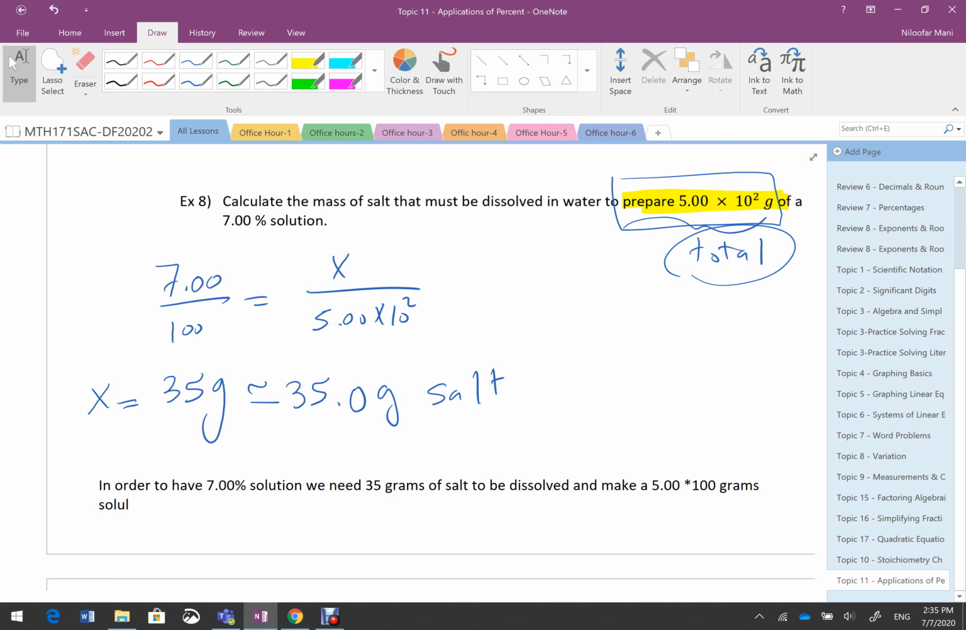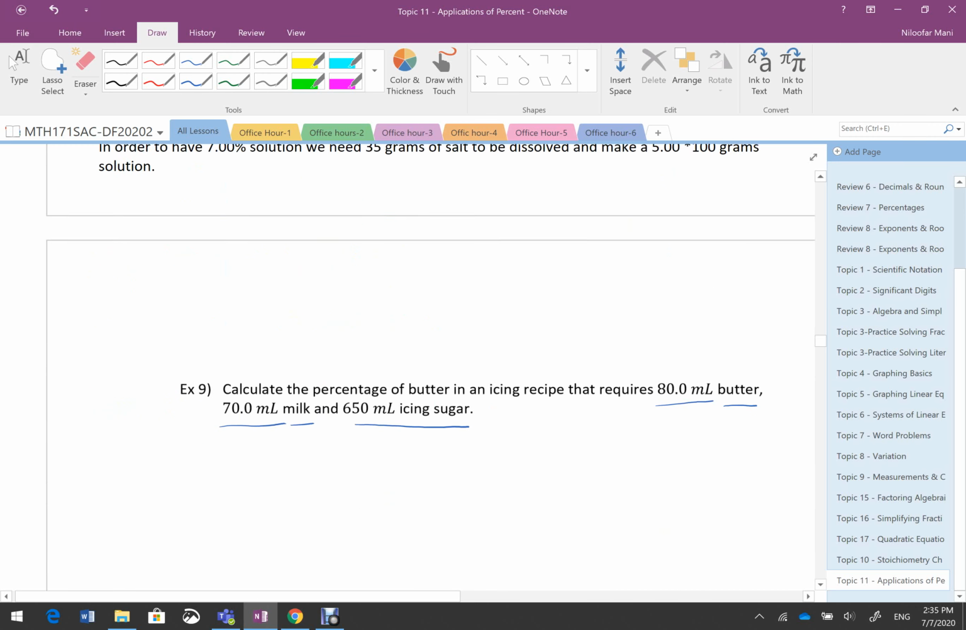And read the question carefully. Which one is part? Which one is total? If you have two parts, part and part, you have to add them to make total. So be careful with that.